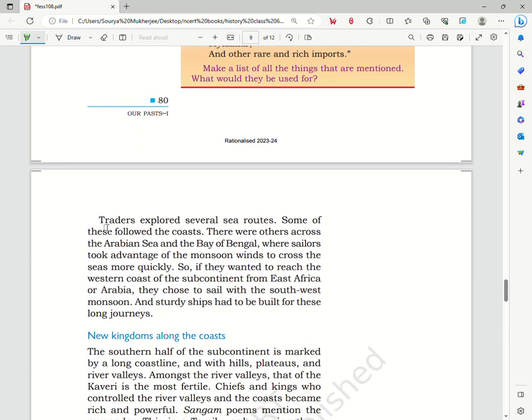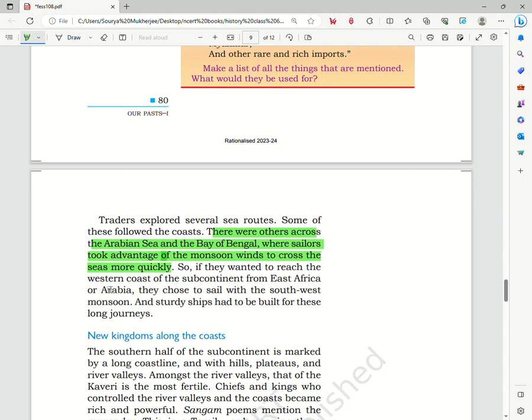So let's continue. Traders explored several sea routes. Some of these followed the coast. There were others across the Arabian Sea and Bay of Bengal, where sailors took advantage of the monsoon winds to cross the seas more quickly. So we see that these monsoon winds were quite important for maritime trade. The traders who came via the sea, in boats and ships, took advantage of the monsoon winds that were blowing towards India, and with the help of the winds they completed their journey in much less time compared to other times.